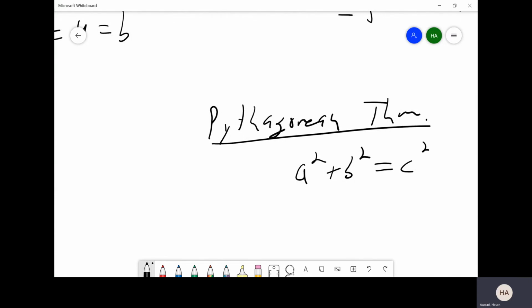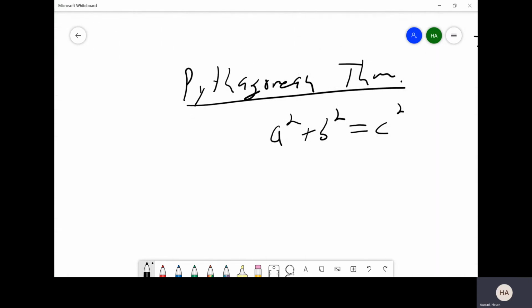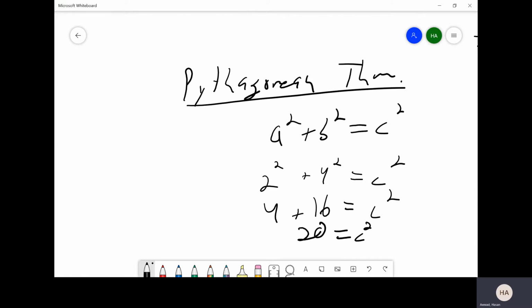So we're just going to plug into our Pythagorean theorem and see what we get. We have A is 2, so we have 2 squared plus B being 4 squared is equal to C squared. And again, we're solving for C here, right? So we just need to isolate for C. So we get 2 squared being 4 plus 4 squared being 16 is equal to C squared. This is 20 is equal to C squared.